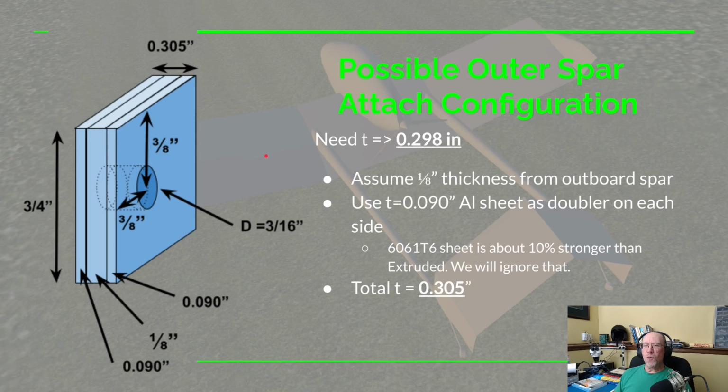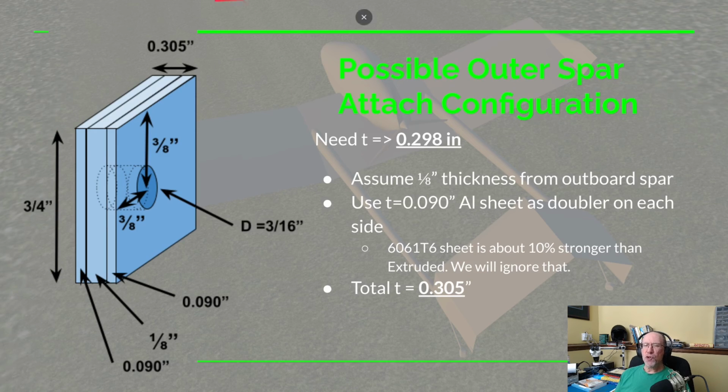Well, now that we know the minimum dimensions that we need for our thickness out here where the bolt goes through the spar cap, let's figure out what we can do with some of our standard dimensions for aluminum. So we need a thickness of 0.298 inches. Let's look at our picture over here. Here's where our 3/16 inch bolt would go through. So it's 3/8 out to the edges from the center of that hole. And we're talking height here at 3/4. I think I used the word width before.